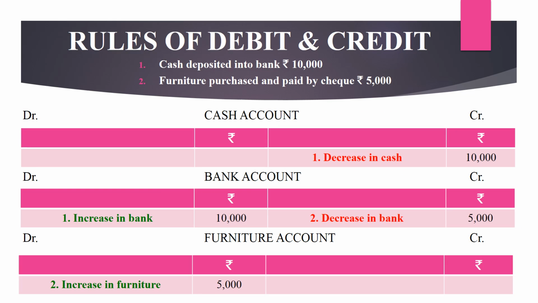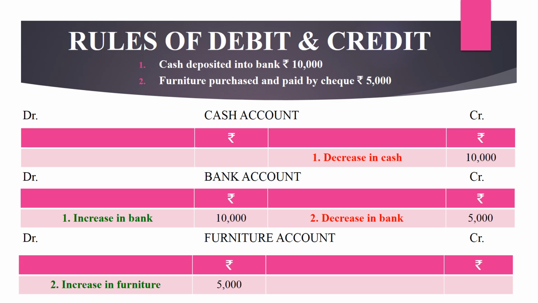Okay, now rules of debit and credit for asset account. So students, I have taken 2 examples. Okay, first is cash deposited into bank. So now इस transaction में there are 2 accounts appearing. One is your cash and another is your bank. So cash is your asset and bank is also your asset. So your bank is increasing, so increase in bank will be recorded on the debit side, okay, and decrease in cash will be recorded on the credit side of the cash account.